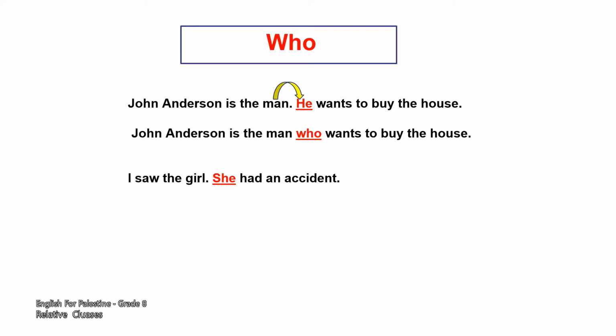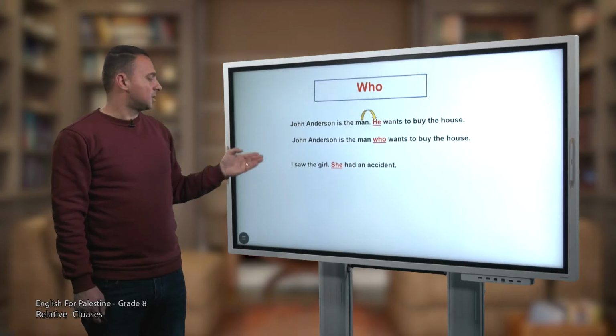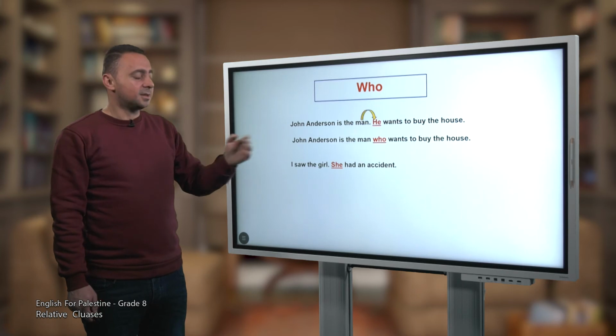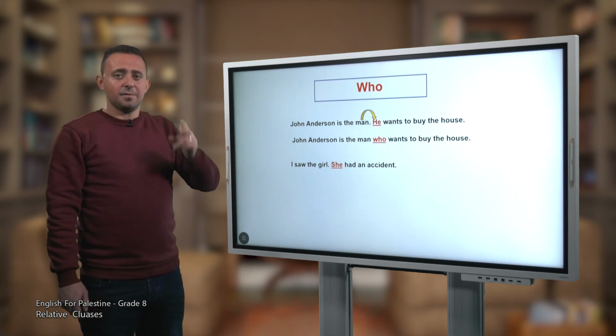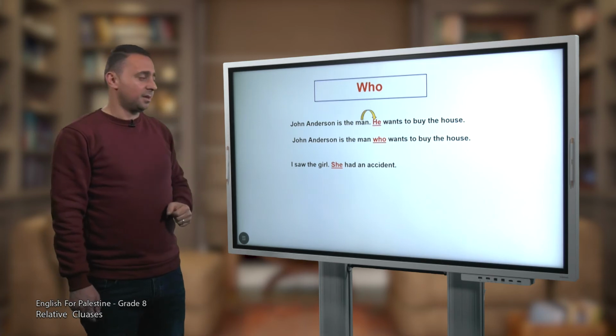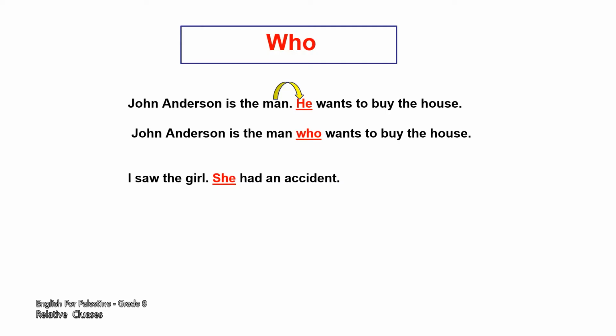I saw the girl. She had an accident. Again, I saw the girl. She had an accident. How many parts do we have? Very good, we have 2 parts. The first one is I saw the girl. The second is she had an accident.